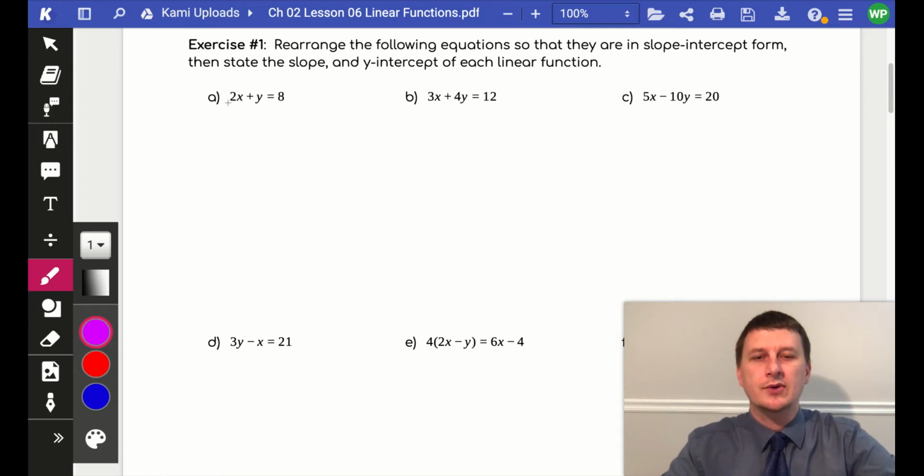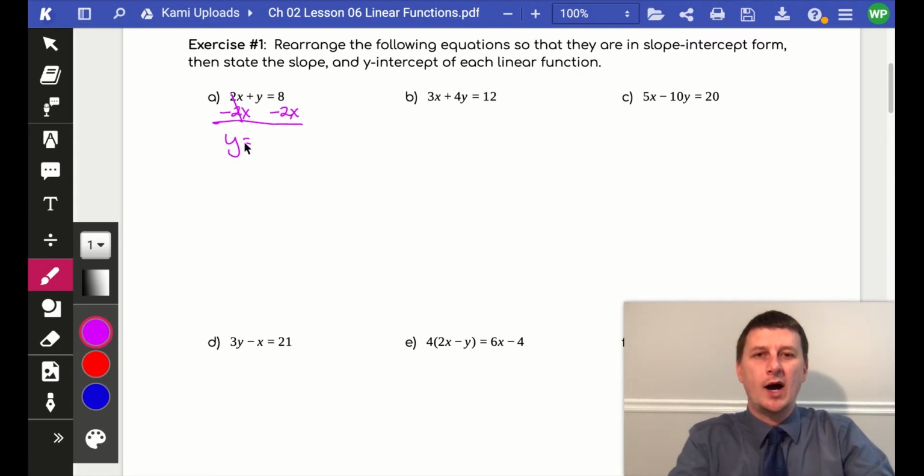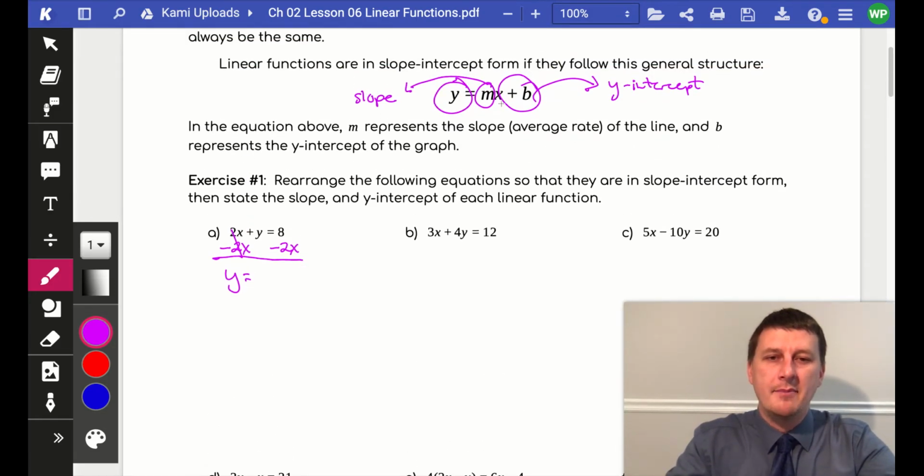And it's that 2x right there. The 2x is connected by addition. Since it's a positive 2x, we're going to be subtracting 2x from both sides. That's going to leave us with just y on the left side. That's what we want. We want each of these equations to say y equals. That's a good first step. And now let's take a look at that y equals mx. So our x's want to come first.